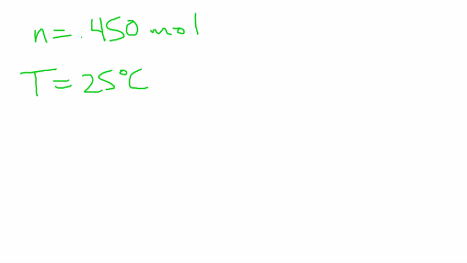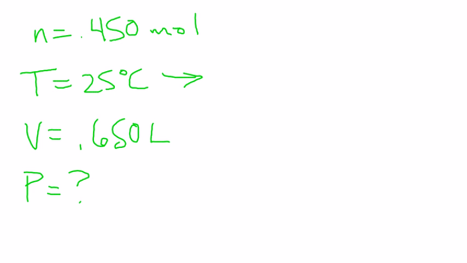If it is contained in a 0.650 liter vessel, so 0.650 liters is our volume. And again, we're looking for pressure. The only conversion we have to do here is that 25 degrees Celsius. 25 plus 273 is going to be 298 Kelvin.